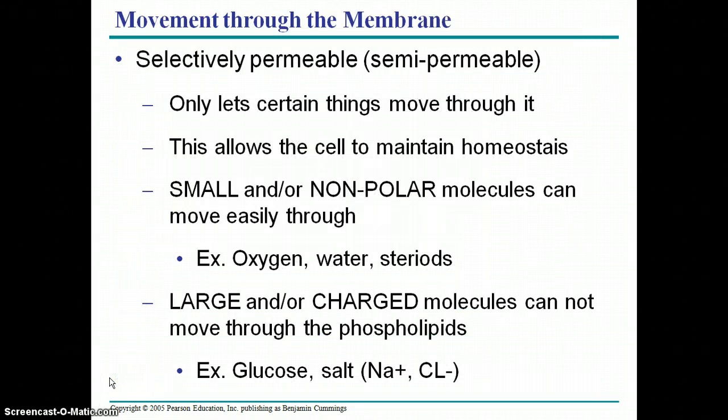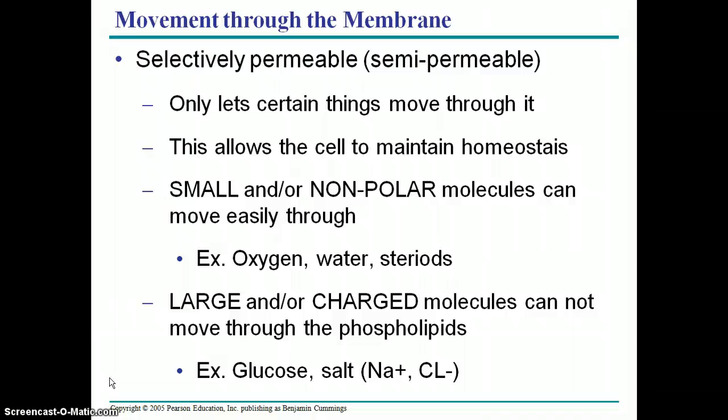Okay, so the cell membrane is called selectively permeable. Sometimes that's called semi-permeable. Okay, what this means is that it only lets certain things move through it. To permeate means that things can move through it. Like if you're in your living room and you smell your mother cooking dinner in the kitchen, that's because the smell permeated or moved from the kitchen into your living room.